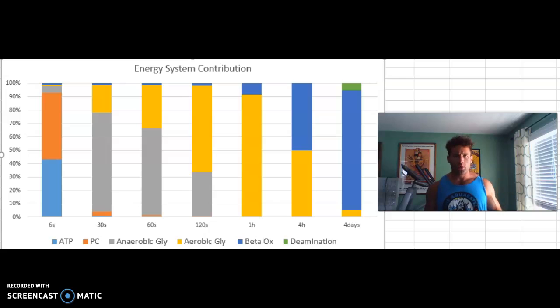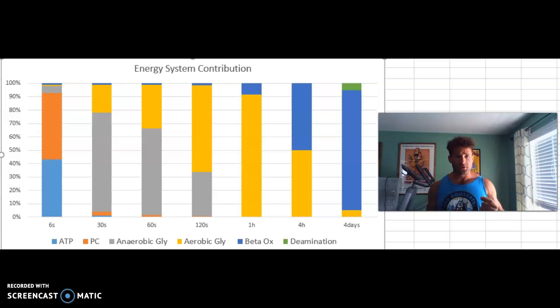So when we talk about each of these durations, from 6 seconds, 30 seconds, 60 seconds, 120 seconds, 1 hour, 4 hours, and the idea of 4 days without stopping, which just sounds really metal and horrible, we're talking about the maximal effort we can maintain for that entire period of time. So if you're going at 100% effort for 6 seconds, you're going to find all or the vast majority of your energy production is coming from your ATP and your phosphocreatine, your PC.